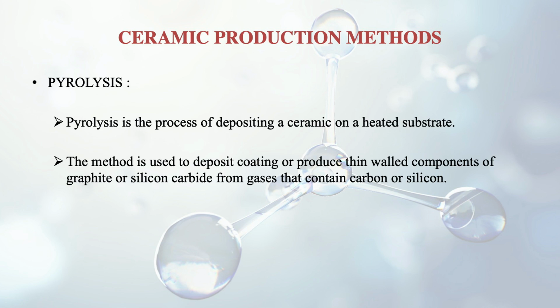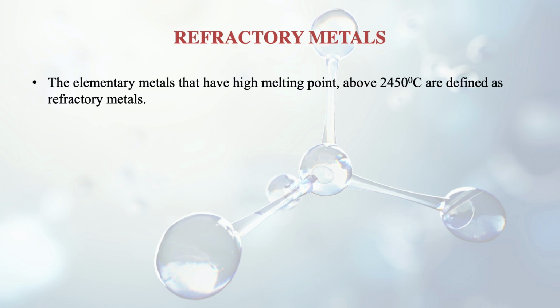contain carbon or silicon. So after discussing the various methods of production of ceramics, we now move on to the refractory metals. Like ceramics can withstand high temperatures, so there are certain metals also which can withstand high temperatures. That's why they have been termed as refractory. So the elementary metals that have a high melting point above 2450 degrees centigrade are defined as the refractory metals.